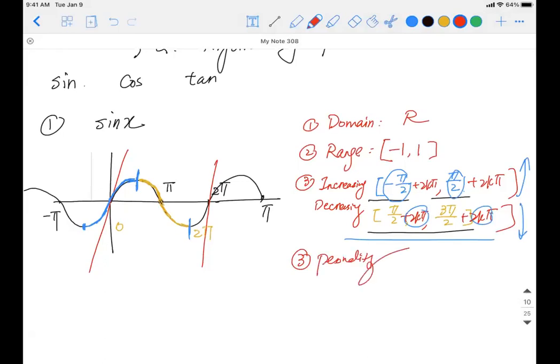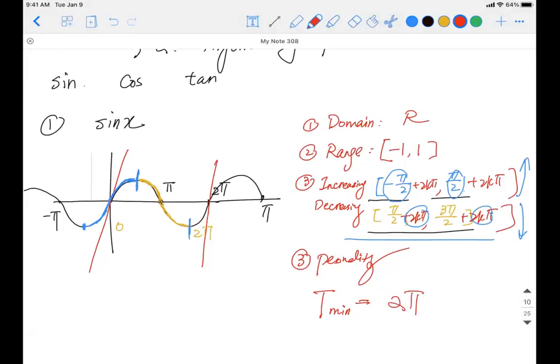Sin x is a periodic function. And what is the period? Or say, what is the minimum period? Because we have already discussed, if a function is not a constant function and it is a periodic function, it must have a minimum period. So the minimum period of this is actually 2 pi.